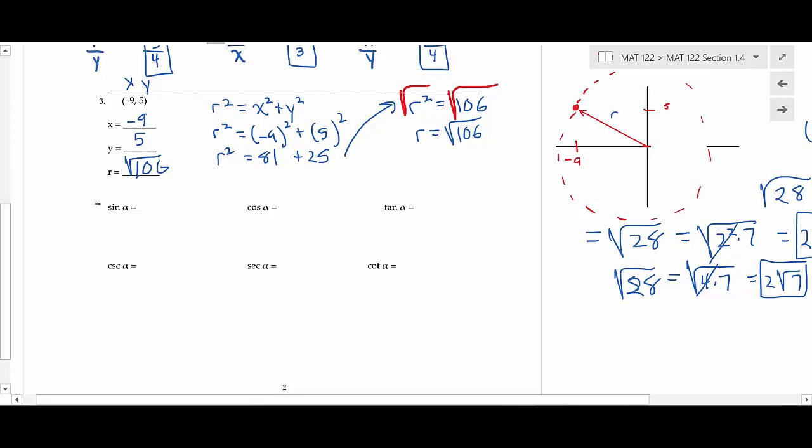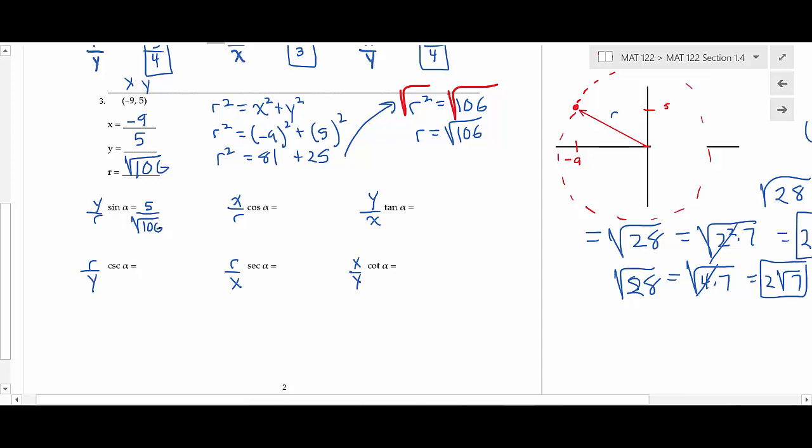So the sine is y over r, cosine is x over r, tangent is y over x. I recommend that you get those 3 memorized, then memorize what the reciprocals are. So the cosecant is the reciprocal of the sine, the secant is the reciprocal of cosine, and cotangent is the reciprocal of tangent. So when we put this together, the sine is going to be y over r, so that's going to be 5 over the square root of 106.